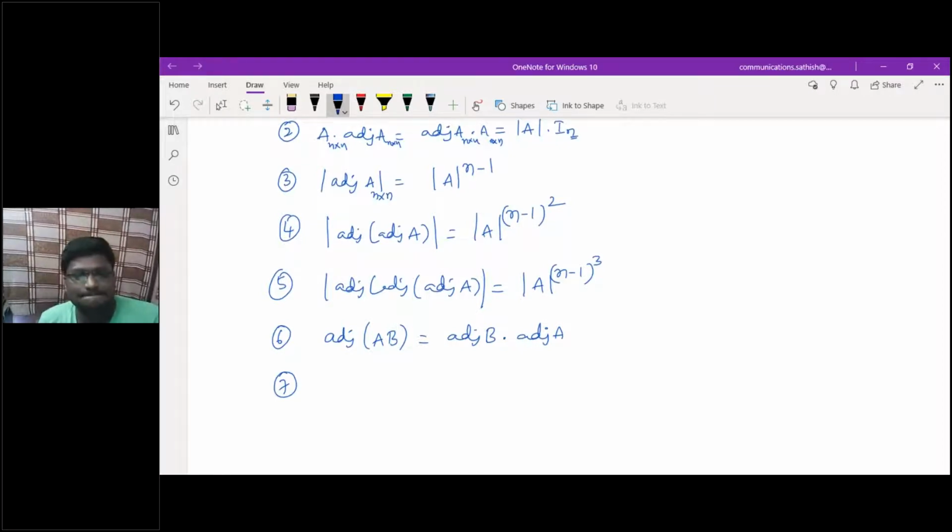Next, the adjoint of K into A, where K is a scalar and A is a matrix, I can represent as K power n minus 1 into the adjoint of A. Similarly, the determinant of K into A is K power n into the determinant of A. Clear?